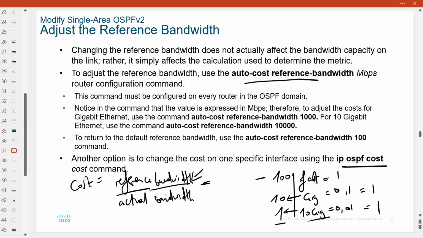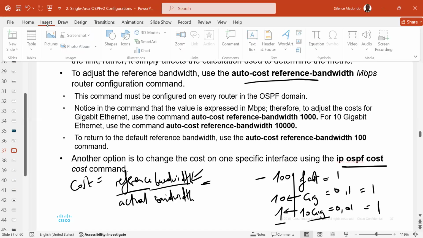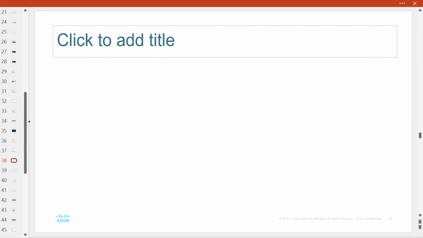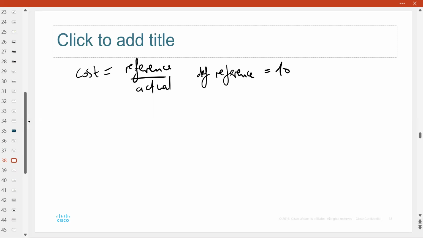So in summary, what do I have? We started with cost is equal to reference over actual bandwidth, right? And we had the default reference. So the default reference was equal to 100 megabytes per second, right?